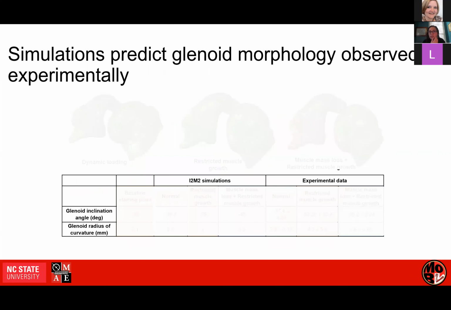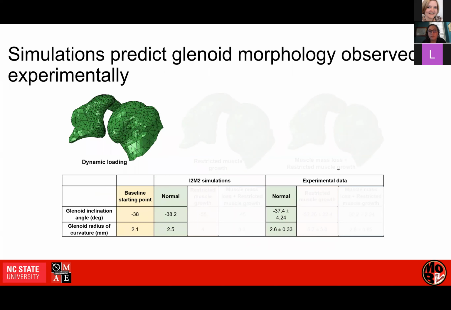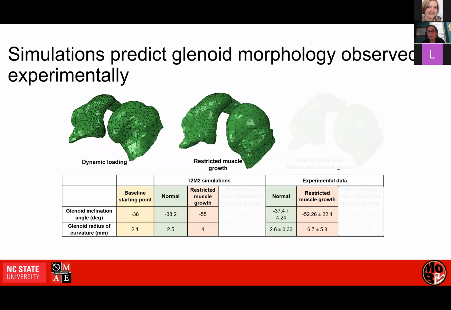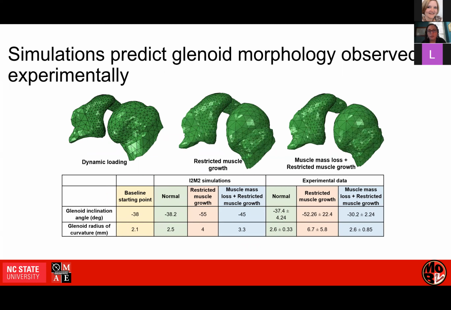When we actually turn to quantitative estimates, we see that our simulations fall right within the experimental data, which was also very exciting to us, that this worked as well as it did. For the normal case for restricted muscle growth, and a similar behavior, although not identical, for the restricted muscle growth and mass loss, probably because there's more movement in the experimental shoulder because it's flaccid and it just flops around.